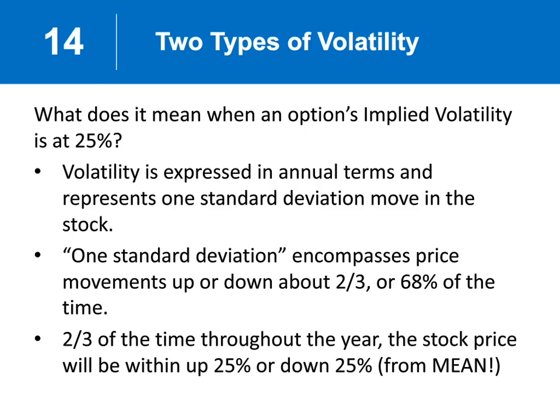All right. So what does it mean when an option's implied volatility is at 25%? Okay, well, we know that volatility is expressed in annual terms, so a one year period. We can also use the trading days. One standard deviation encompasses price movements which are about two-thirds of the time, or 68%. And then finally, two-thirds of the time throughout the year, the stock price will be up 25% or down 25%.